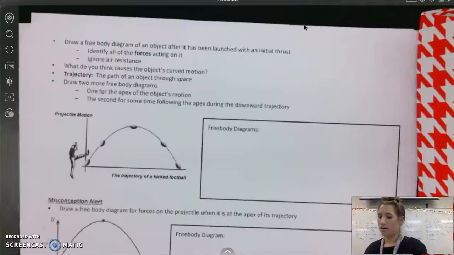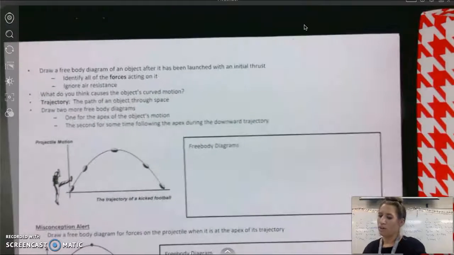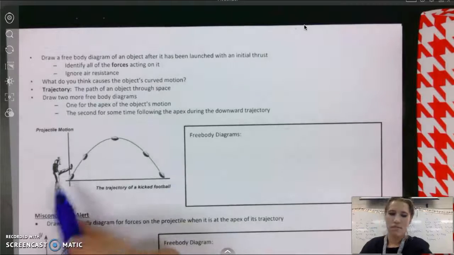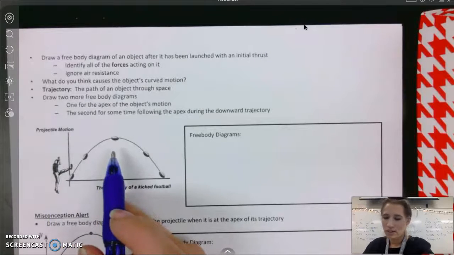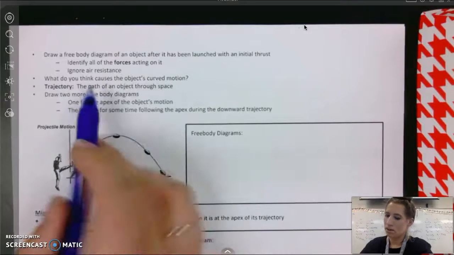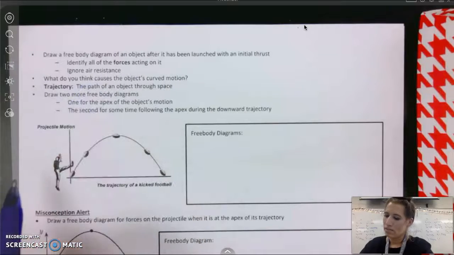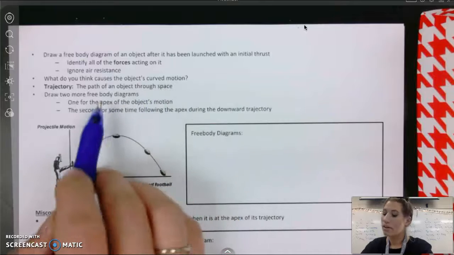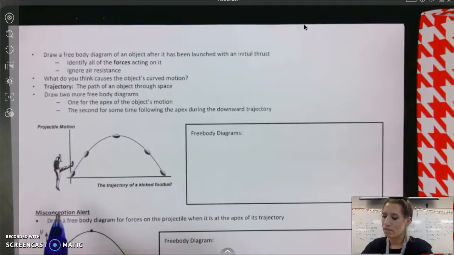Okay, so drawing free body diagrams becomes really simple. Because again, the definition of a projectile is that it's flying through the air and the only force acting on it is the force due to gravity. We're ignoring that air resistance. Okay, so we get this curved parabolic shape. We call that path the trajectory.